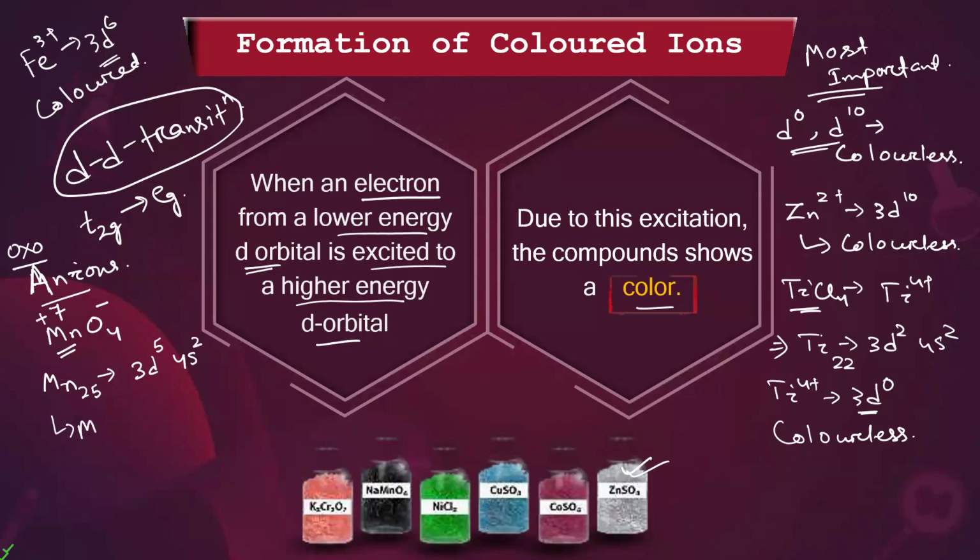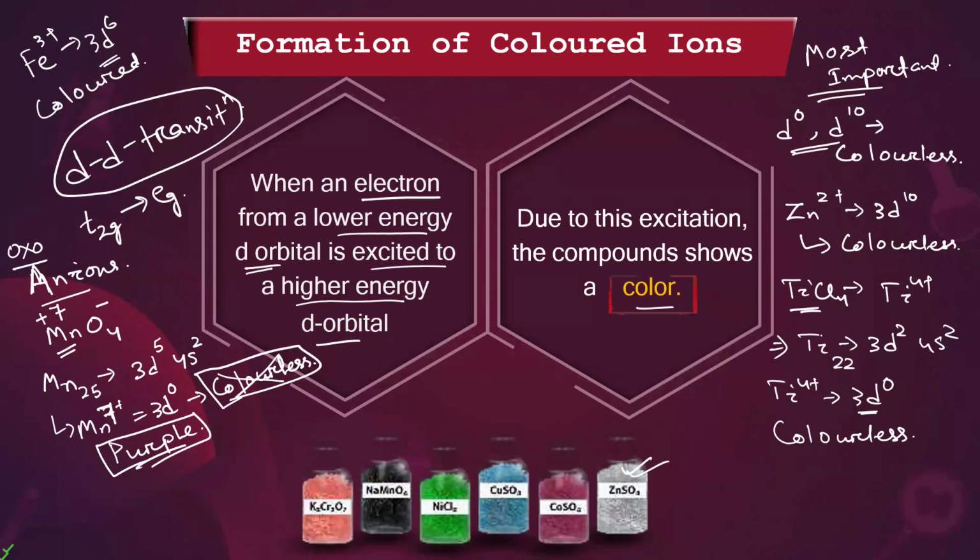If you remove 7 electrons, it will give you a 3d0 configuration. So it must be colorless. Yes or no? But actually it is colored. It is purple in color. Okay, this color is due to, remember, this color here.